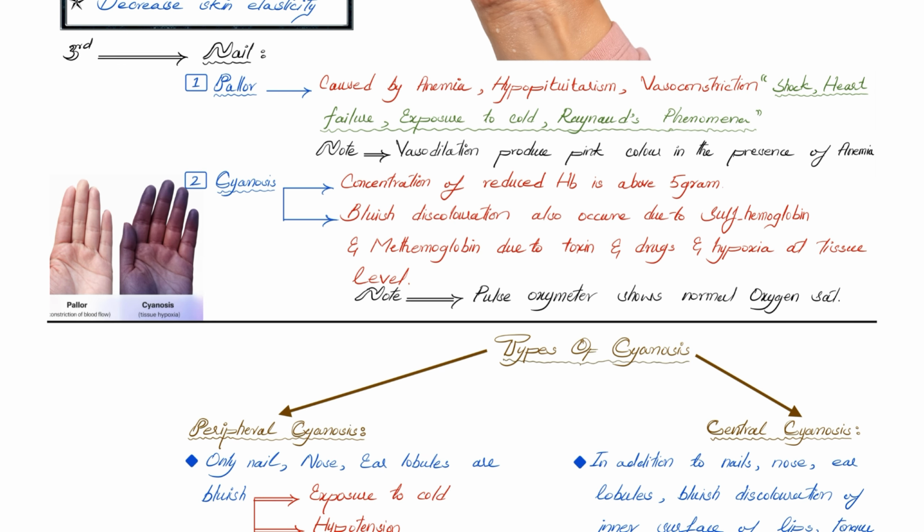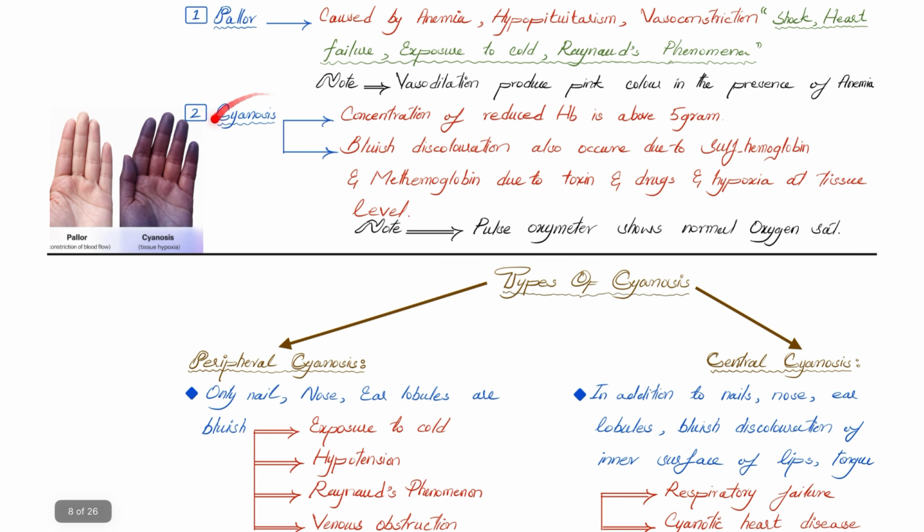Remember, if a patient has anemia and vasodilation is caused, then the nails will appear pink. Cyanosis means bluish discoloration. Cyanosis occurs when the concentration of reduced hemoglobin is above 5 gram. Reduced hemoglobin means deoxygenated hemoglobin, a hemoglobin which has carbon dioxide in it. Now, bluish discoloration can also occur because of sulfhemoglobin and methemoglobin due to toxins and drugs.